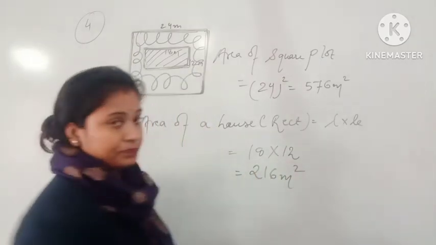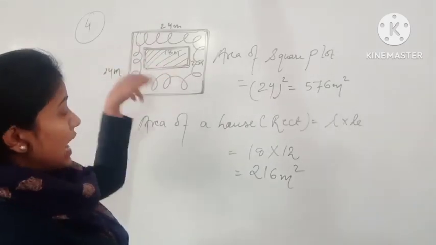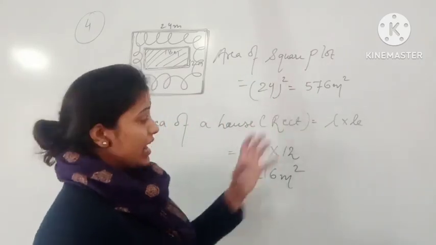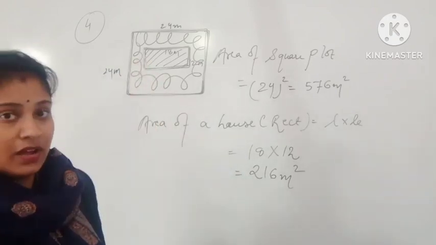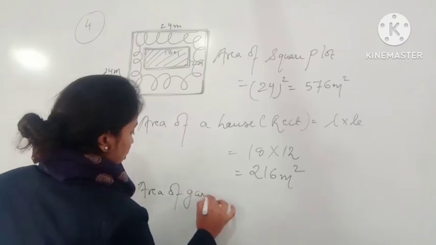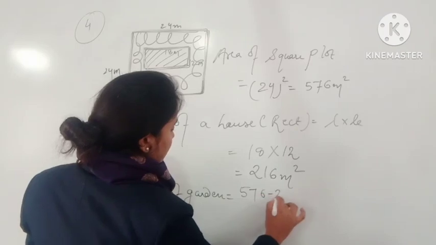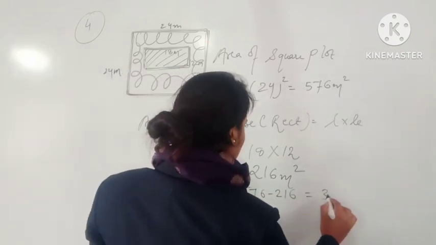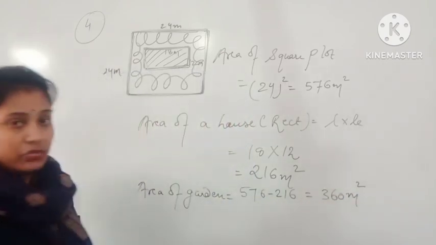Now we know that around the house there is a garden. Now from the square area, if I subtract the area of the house, we will get the area of the garden. So what is the area of the garden? The area of the garden is equal to the area of the square plot minus the area of the house. So that will give you 360 meters square. This is the area of the garden which has to be constructed around the house.